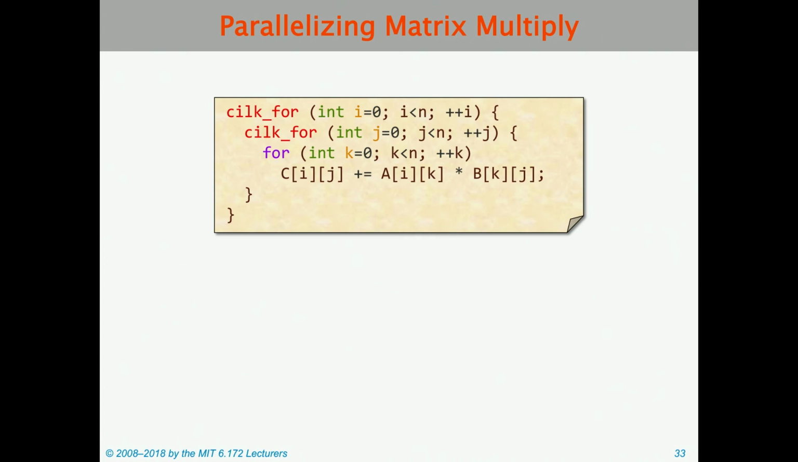I can't easily parallelize the inner loop because if I do, I get a race condition, because I'll have 2 iterations that are both trying to update C of ij. So I can't just parallelize k, so I'm just going to parallelize i and j. The work for this is what? Triply nested loop.